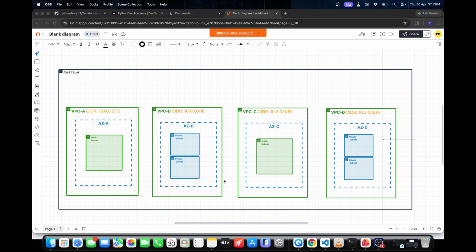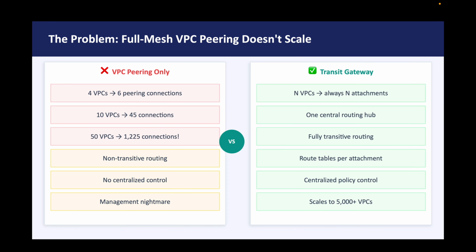And today we are going to do a complete deep dive from the fundamentals all the way to real-world enterprise patterns. So we will cover everything. Let's get started. So the problem: full mesh VPC peering doesn't scale. 4 VPCs need 6 peering connections, 10 VPCs need 45, and 50 need 1225 connections. Non-transitive routing, no centralized control, and management is a nightmare.